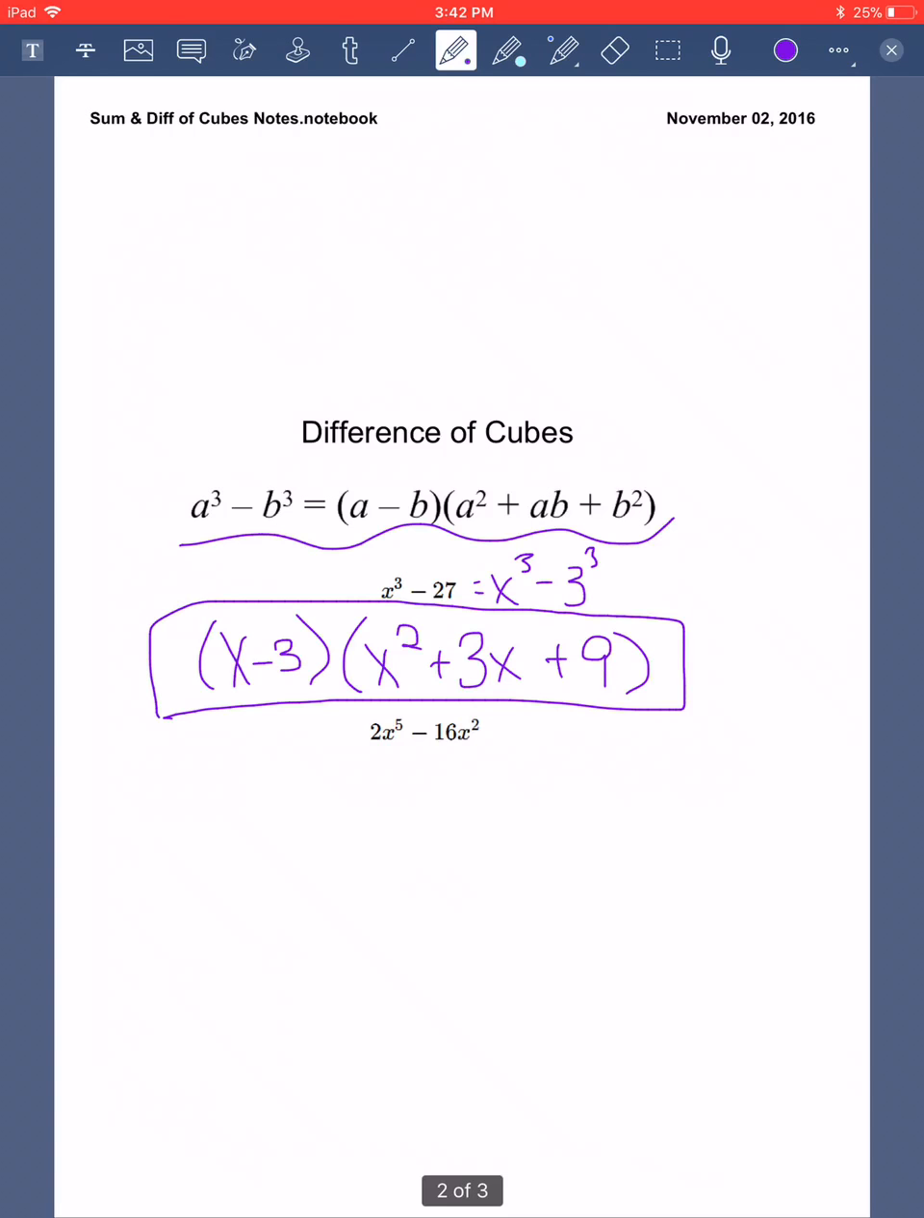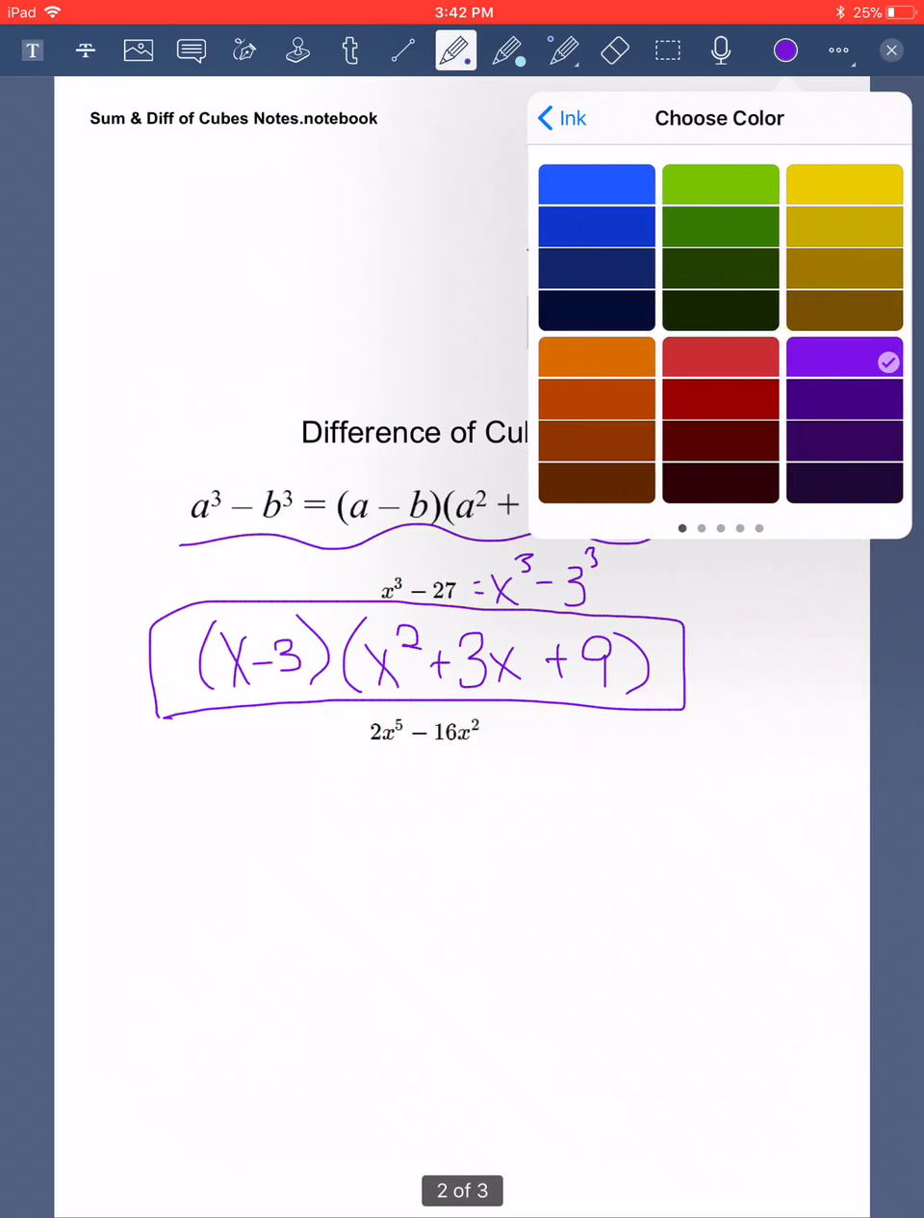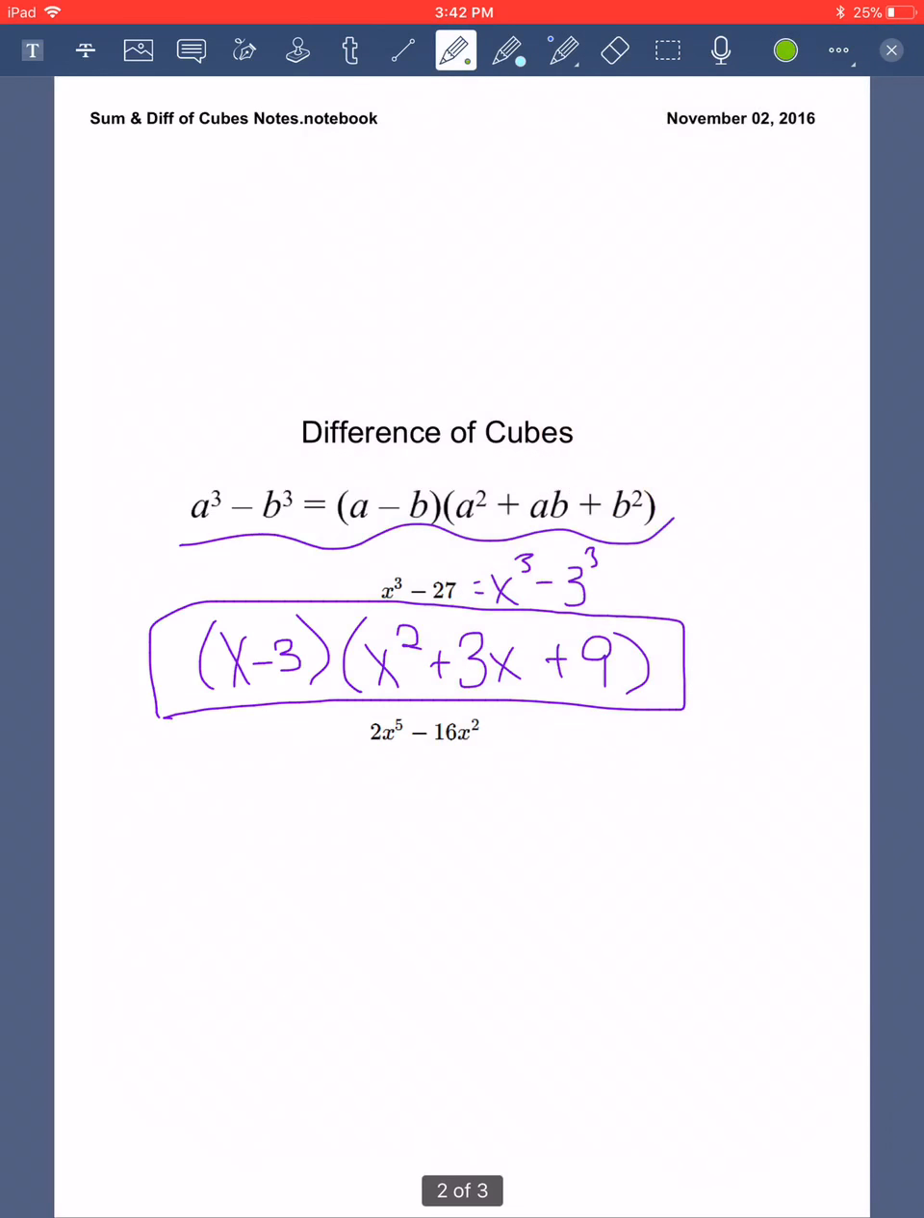This next example, I have 2x to the 5th minus 16x squared. I cannot rewrite 2 or 16 to be something cubed. But what I can do is, a 2 goes into 2 and 16, and an x squared goes into x to the 5th and x squared. So I can factor out a 2x squared from the very beginning. And after I do that, I'm left with x cubed minus 8, which can be rewritten as 2x squared times x cubed minus 2 cubed.